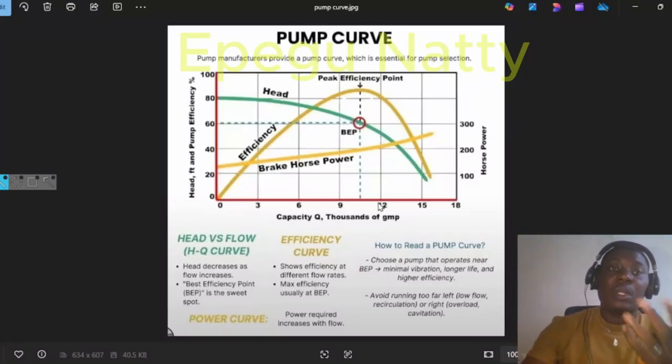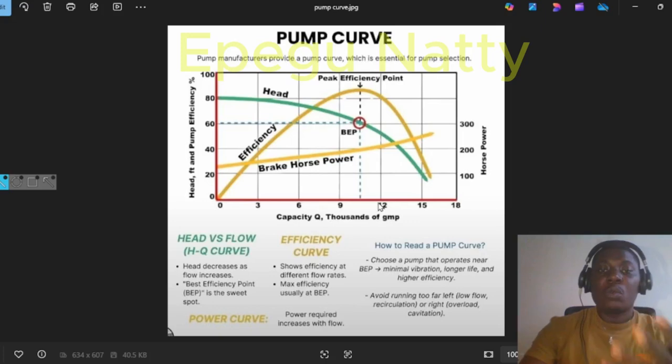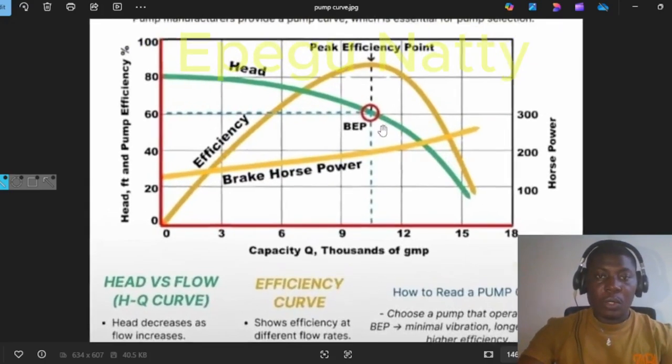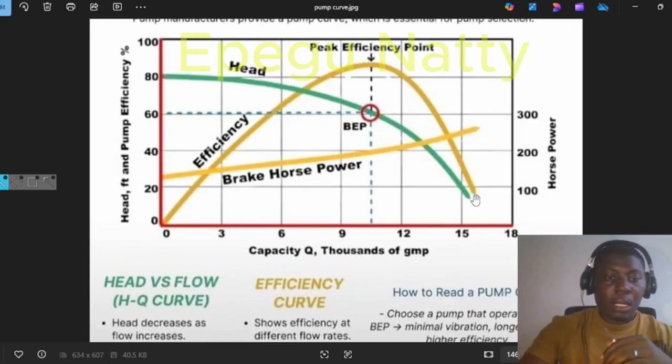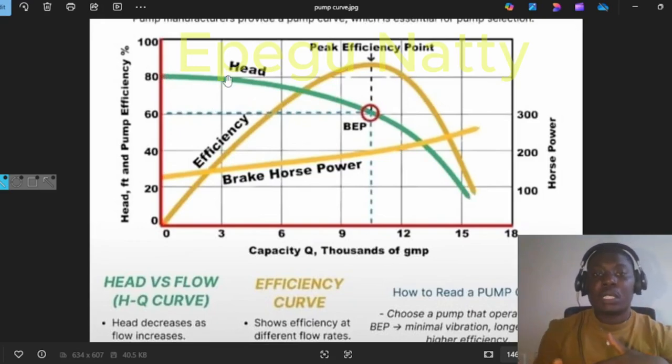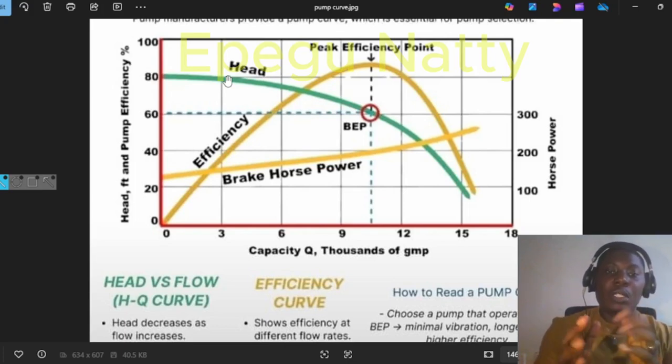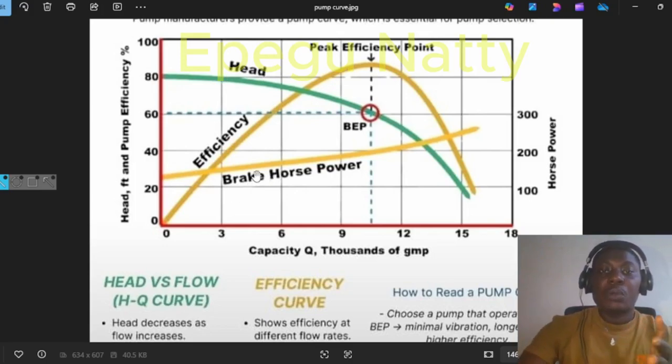I believe a lot of us have seen this curve already, and we already know what is on it. But let me just emphasize the point here. If you look at the curve critically, you see we have this green line. This line is the pump head versus the flow rates, and this is exactly what we are going to be discussing here, although we have other important things that we're going to talk about.